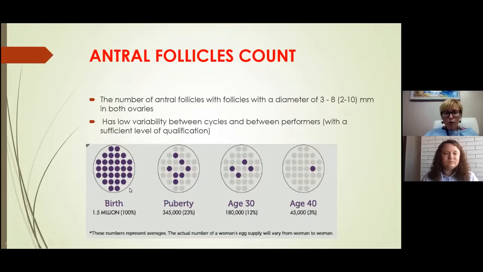In this diagram, you can see that at birth, in general, in the ovary, we have around 1.5 million potential oocytes, and at the age of 4 years old, we have only 3% of this amount.